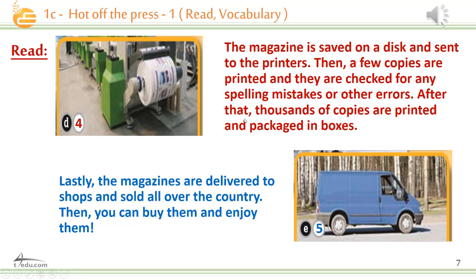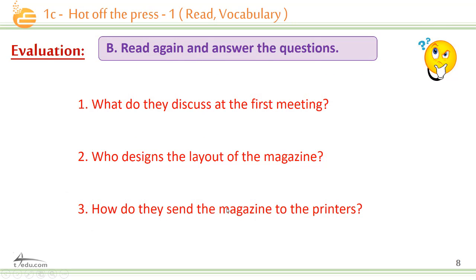It's another synonym for the word mistakes. After they finish editing everything or correcting every mistake, they print thousands of copies and then they package them in boxes. Last but not least, the magazines are delivered to shops and sold all over the country. Then you can buy them and enjoy them. You can buy these magazines afterwards and start reading them and enjoying the topics that they have. Okay, now read again and answer the questions.